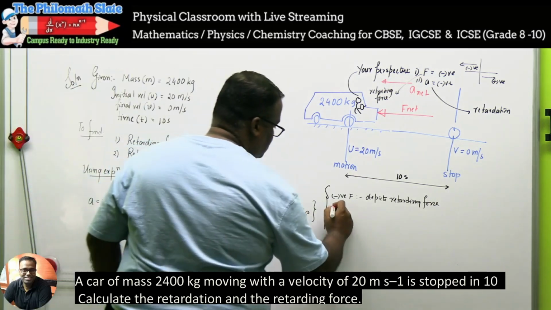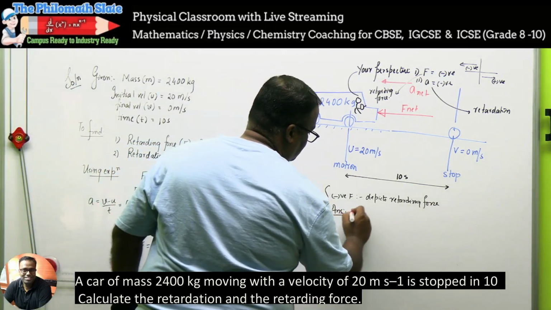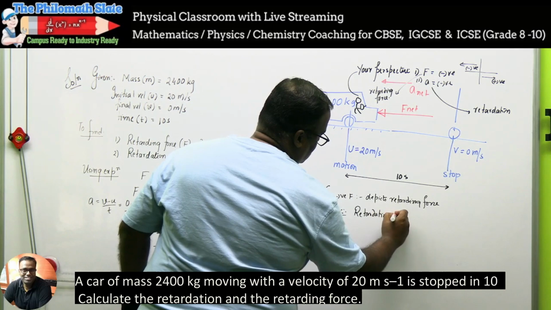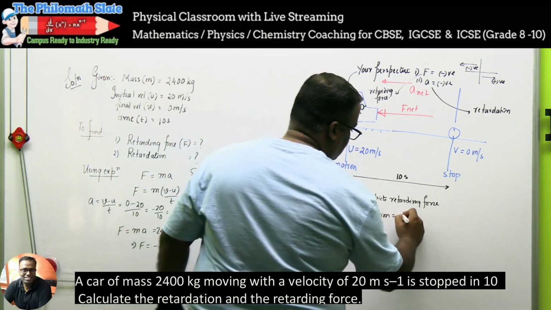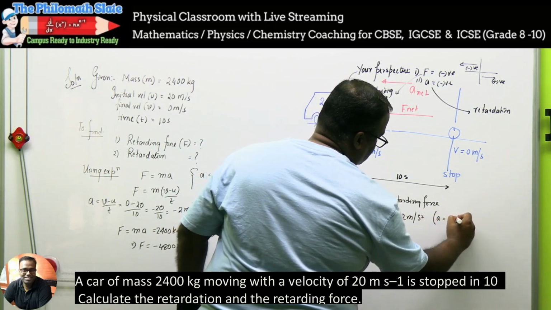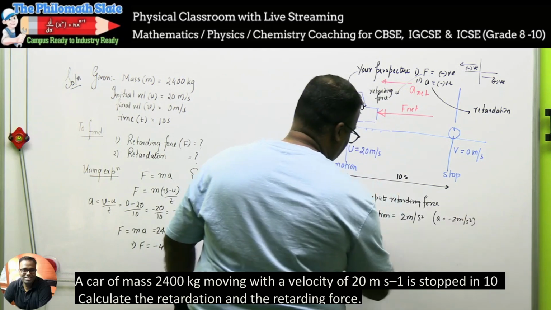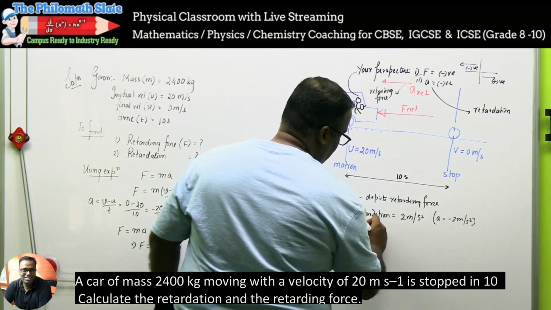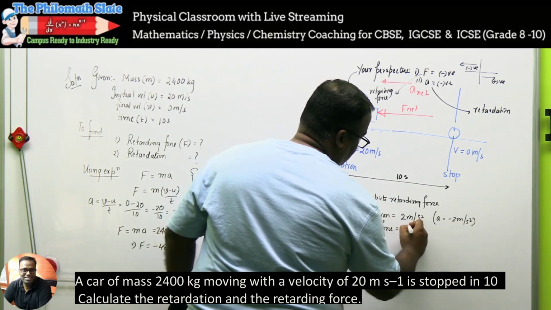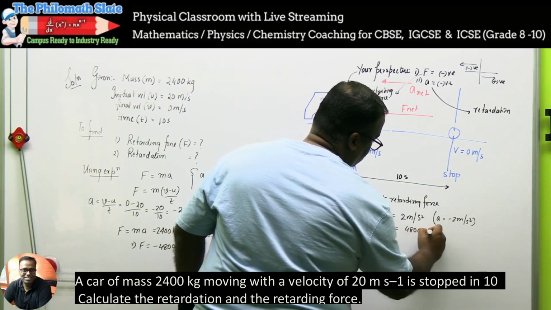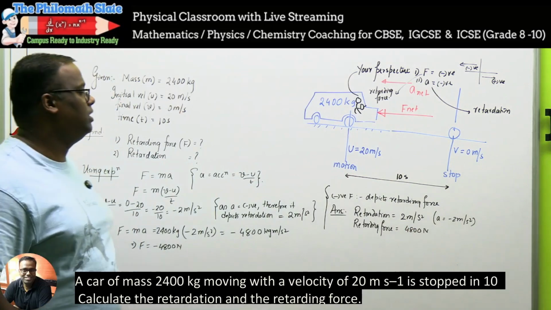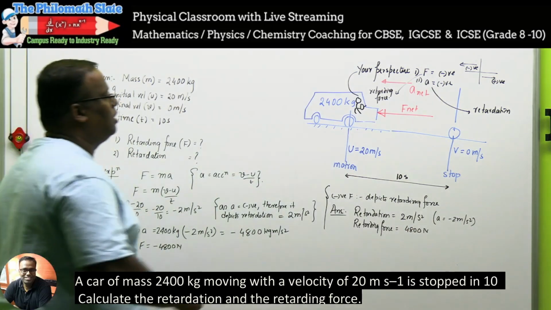So my final answer would be retardation is equal to 2 meters per second square. In bracket, you can write acceleration is negative 2 meter per second square, and retarding force is equal to 4800 Newton. See, I did not use the word negative because negative F depicts retarding force itself. So retarding force is 4800 Newton.